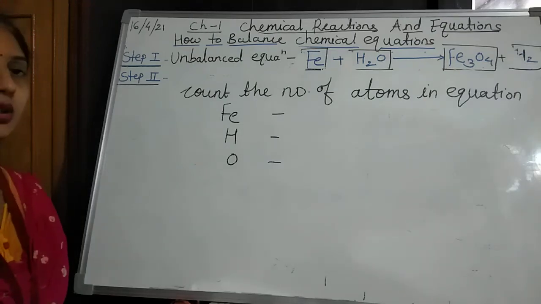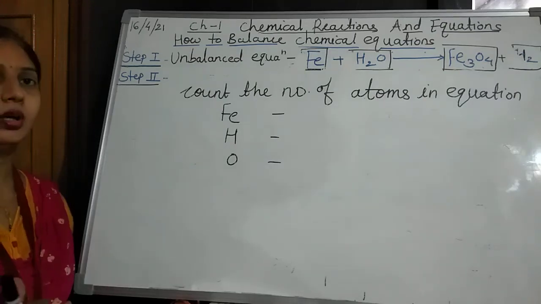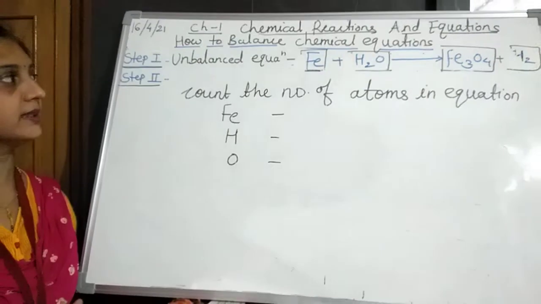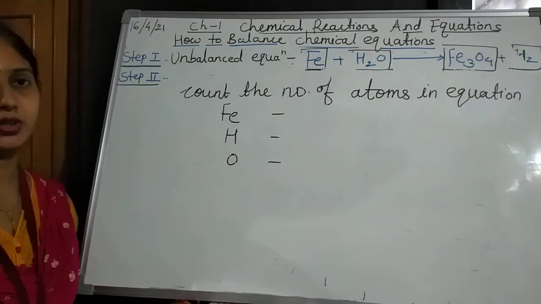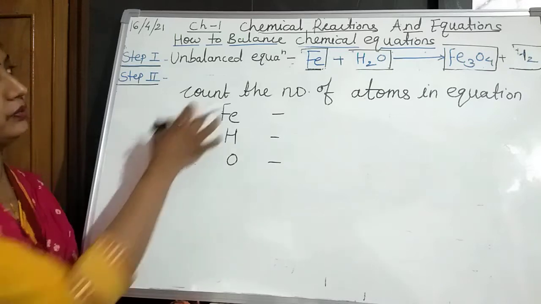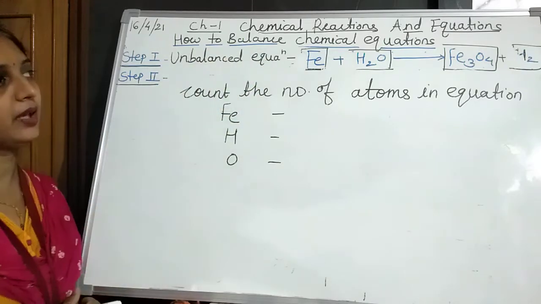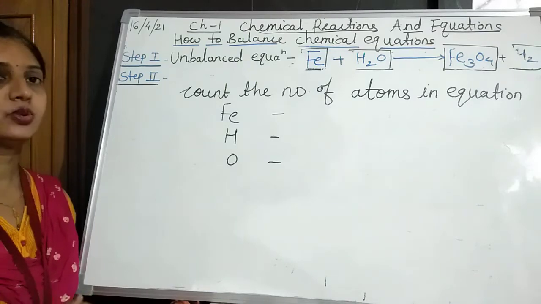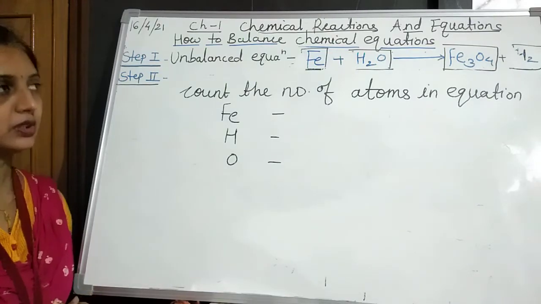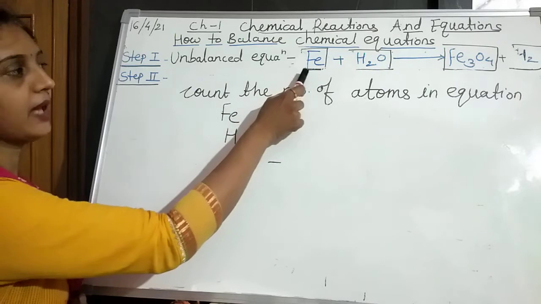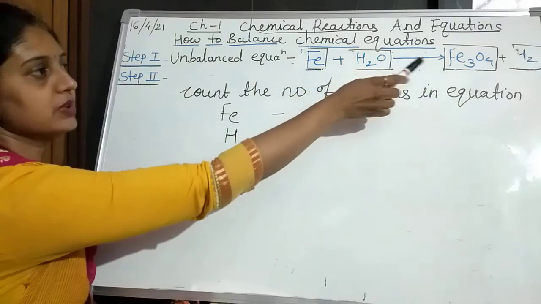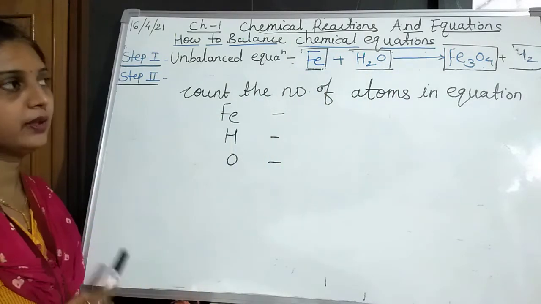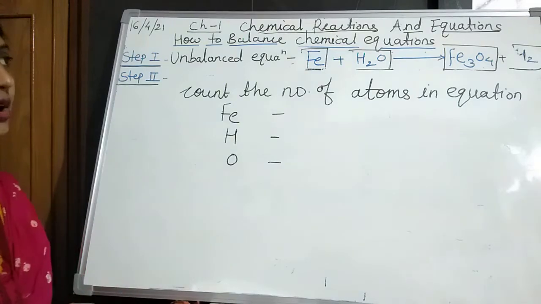Dear students, today we are going to discuss how to balance the equation. For that, in this chapter, chemical reactions and equations, some unbalanced reactions are given. So we have to balance that reaction. Suppose we have taken here one reaction: Fe plus H2O gives Fe3O4 and H2. That is the unbalanced reaction.